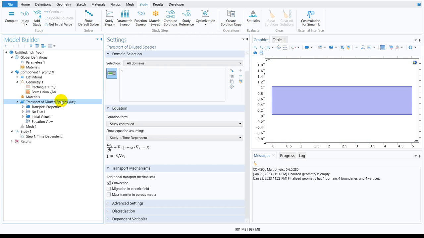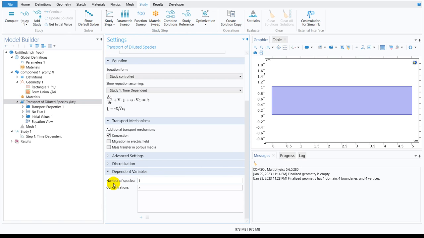Now, I forgot to talk about the species. We can actually solve for n number of components, but you have to define that n. So where to define that n? For that, you have to go to this dependent variable. If you expand this option, you'll get this number of species option. By default, it will be 1, but you can change this one. Say I change it to 2.